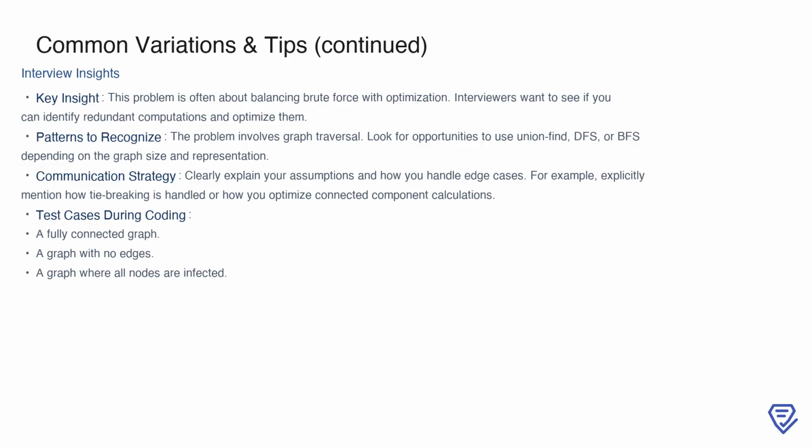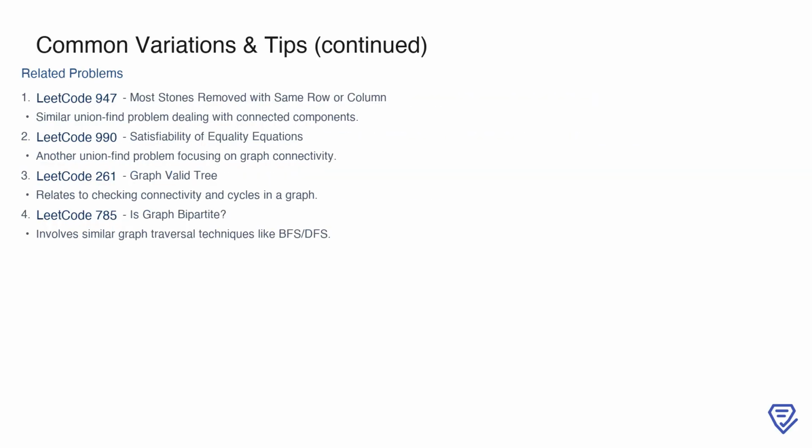Finally, when testing your solution, prioritize diverse test cases such as a fully connected graph, a graph with no edges, or a graph where all nodes are infected. This ensures your solution is robust and handles all edge cases correctly. This problem also connects to several related problems that are worth exploring to deepen your understanding of graph concepts.